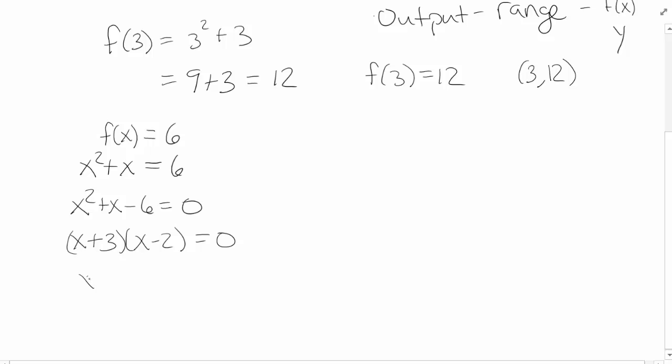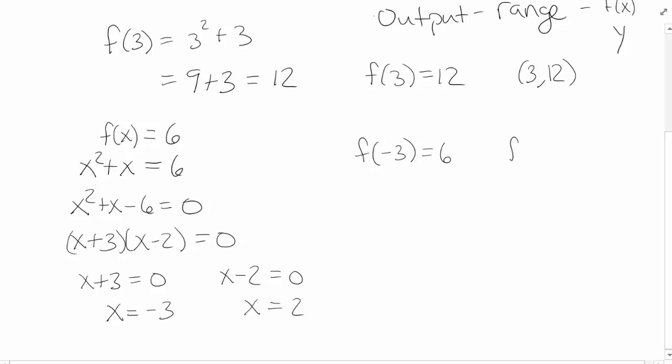Which means either x plus 3 is equal to 0 or x minus 2 is equal to 0. Solving these, subtract 3 from both sides means x is equal to negative 3 or x is equal to 2. So there are two locations or two x values such that f of x is equal to 6, which means I know now that f of negative 3 is 6 as well as f of 2 is equal to 6. What that means is 2 points on that graph are negative 3 comma 6 as well as 2 comma 6.